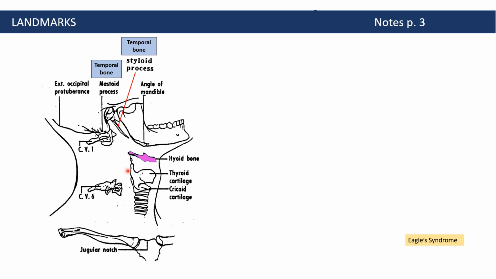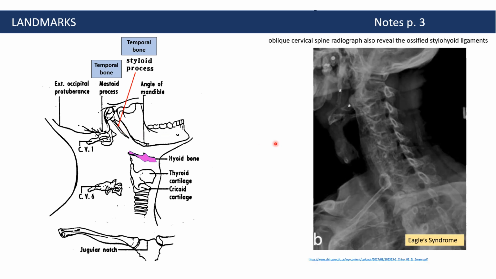So the common carotid arteries, as well as some nerves, including the glossopharyngeal nerve, which is closely associated with this styloid process. You can see here in the radiograph, here's our hyoid bone, and then the styloid process usually ends more superiorly, and this star indicates a calcified stylohyoid ligament that is responsible for Eagle syndrome in this particular patient.